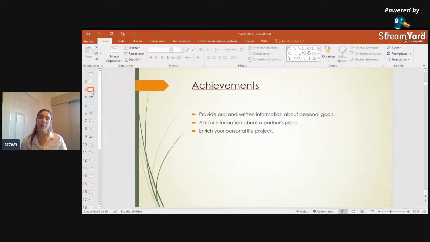The achievements: you're going to be able to provide oral and written information about your personal goals, ask for information about a partner's plan, and enrich your life project. Remember, you have a life project, so you have to enrich it with every goal or every thought that you have, something you want to achieve or come true, like a dream. You have to try to set the steps to get it. So in this week, we're going to try to enrich your life project.